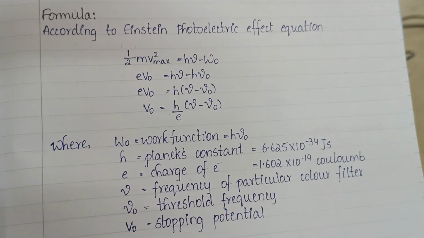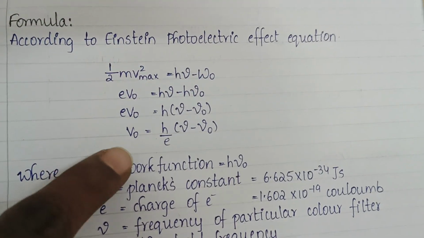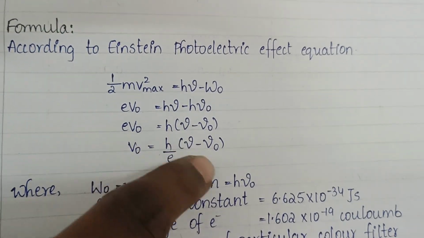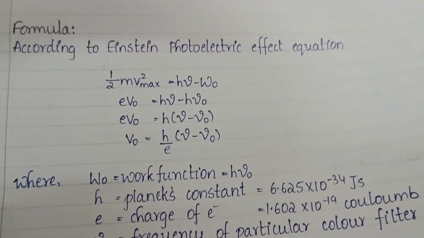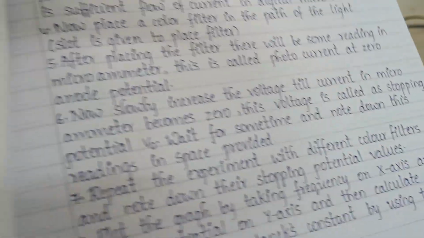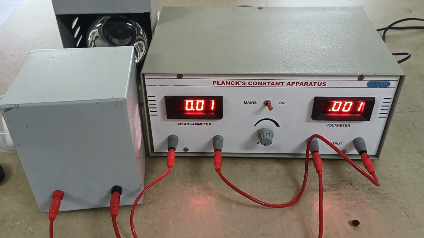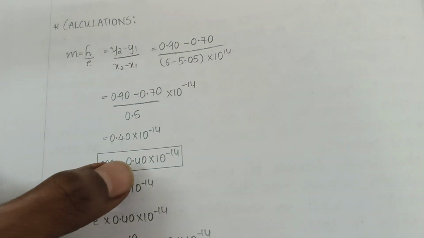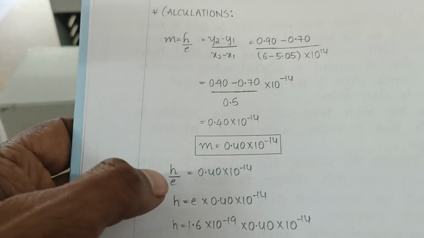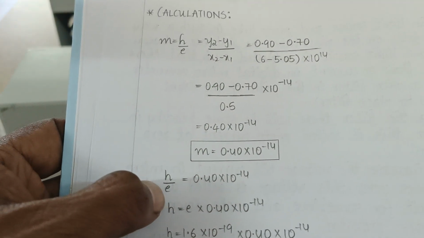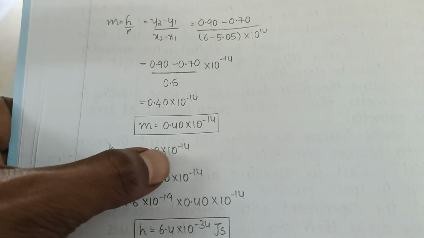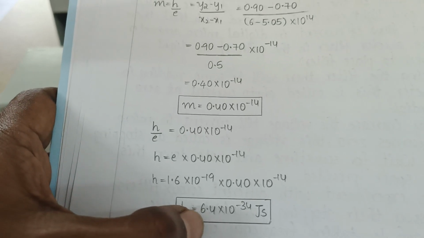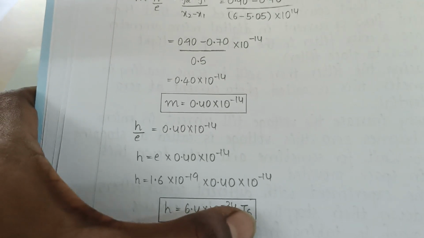Now, this is the formula which is used to calculate Planck's constant. Here it is just like the y is equal to mx plus c formula. So with the help of this formula we are going to calculate Planck's constant. So we got this slope 0.4 into 10 to the power of minus 14. The slope represents h by e. So h by e is equal to 0.4 into 10 to the power of minus 14. After calculation, we will get the h value, Planck's constant value, 6.4 into 10 to the power of minus 34 joule second.